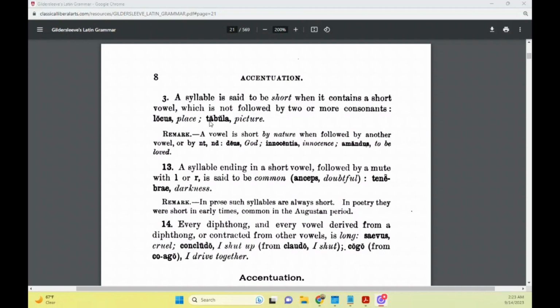Here we see tabula. We see that the penult is short. Therefore, this would be read with an accent on the antepenult. Tabula. And then lastly, we saw this word tenebrae. If we look at the penult syllable, we see that it's common. Therefore, we'll accent the antepenult. Tenebrae.